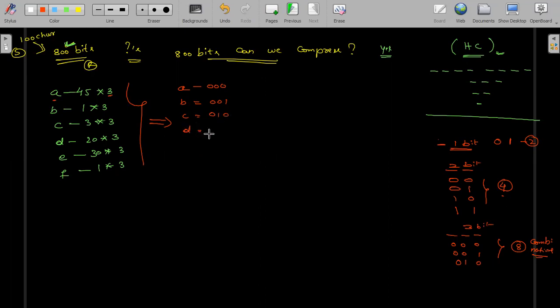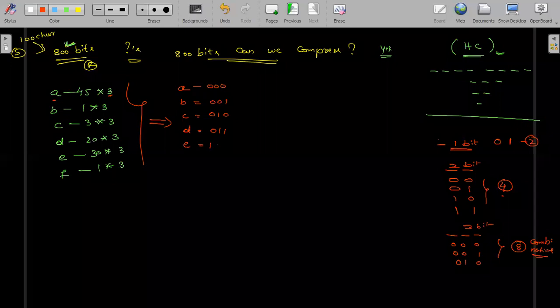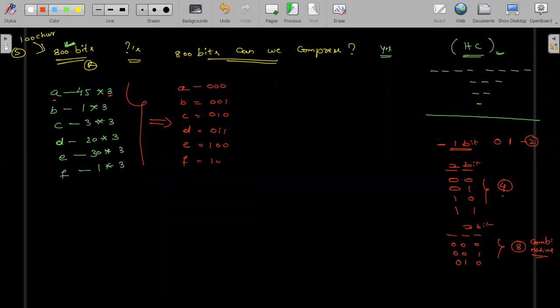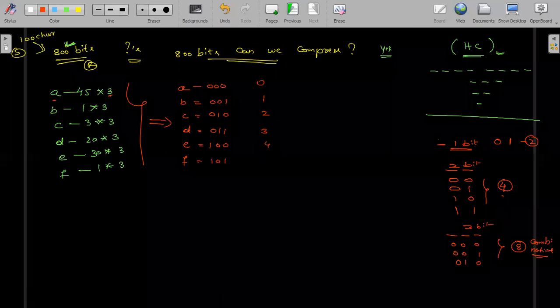For D, I will give my own code, 011. Now for this also I will give my own code, 100. Again for F, I will give a different code, 101. Nothing but 0, 1, 2, 3, 4, 5. There are 6 characters. I gave a different code for each and every character.